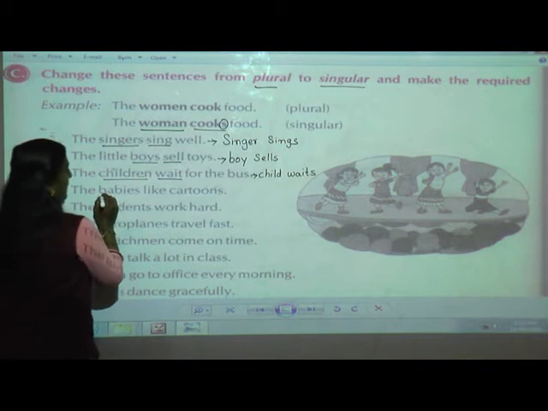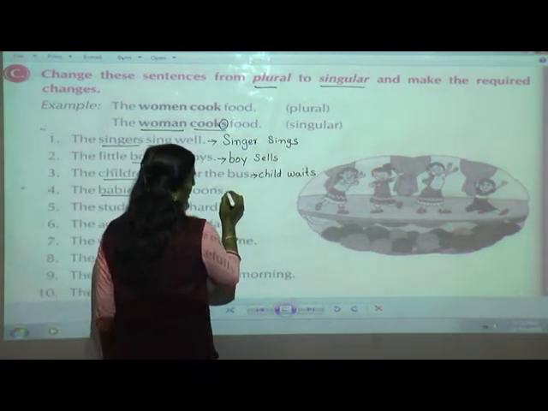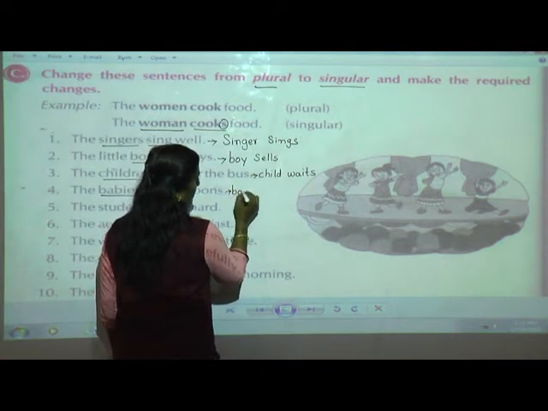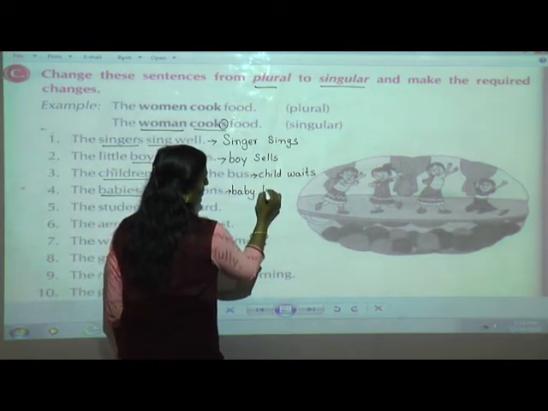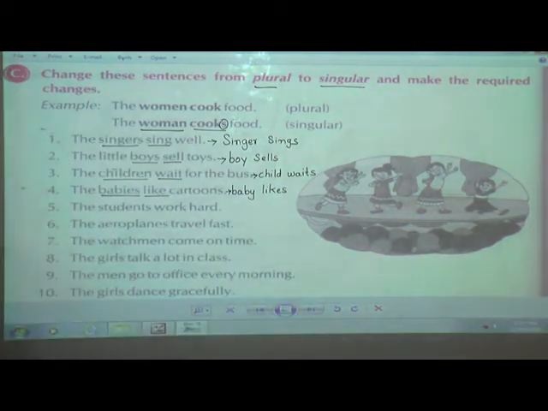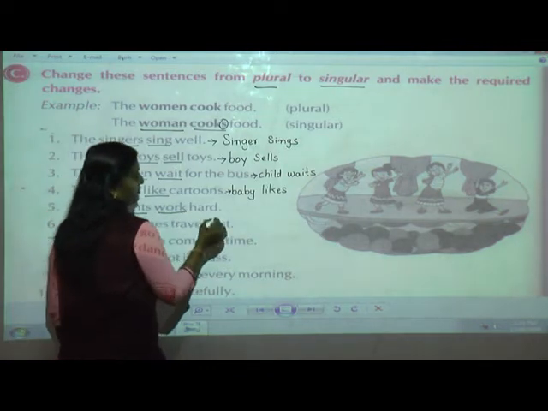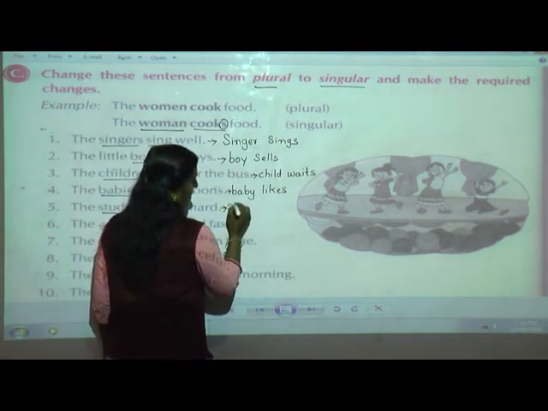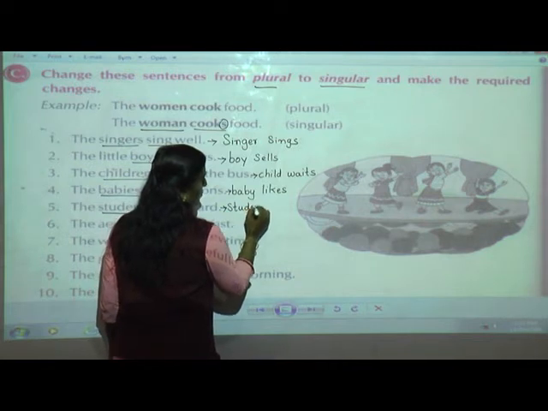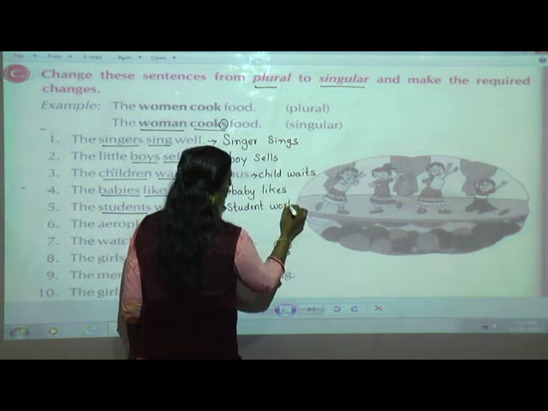Fourth, babies like. Babies is in plural. I will make it into singular, baby. Like will become likes, meaning I am adding s. Got it, students? What am I doing? Yes, again the students also in plural form. It is very easy. You have to make it into singular and then add s for the verb, whatever is the student work.